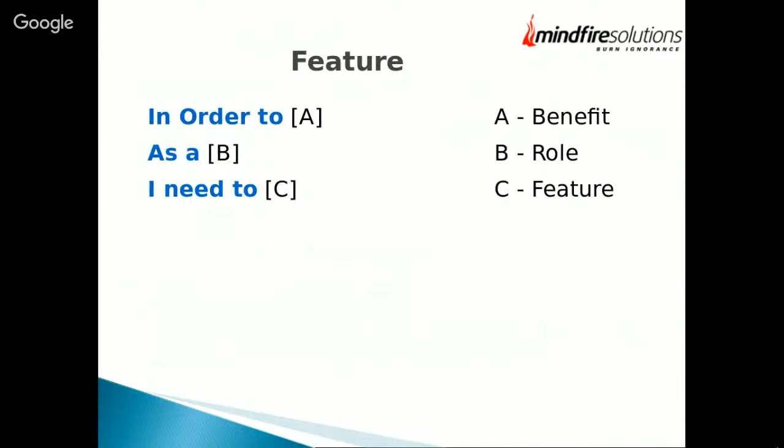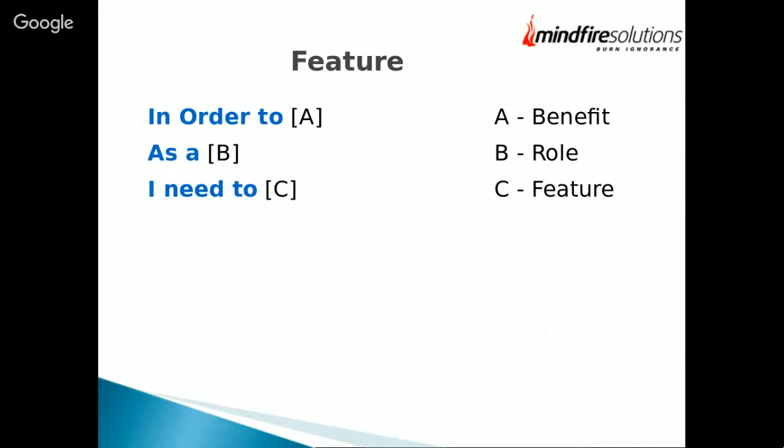And then BDD is about writing features and scenarios. So let's see how to write a feature in BDD. You have to make use of these three lines, as a, I need to, and so on, which give a two-line explanation of your feature. The first one is the benefit or the business value for your feature. The second one is the role of the person who is involved in testing this feature. And the third one is the actual feature. Most of the time, the first and second lines are almost similar to the third line. It just describes the feature.